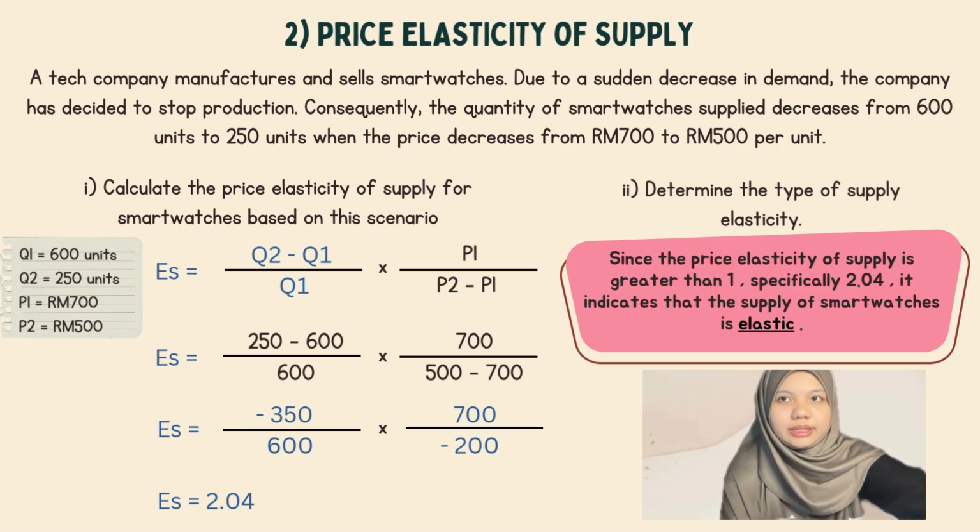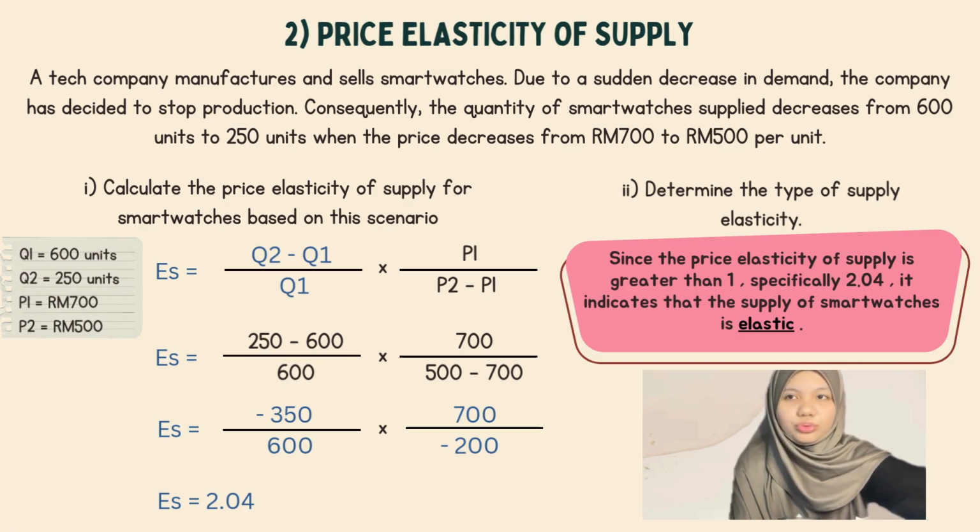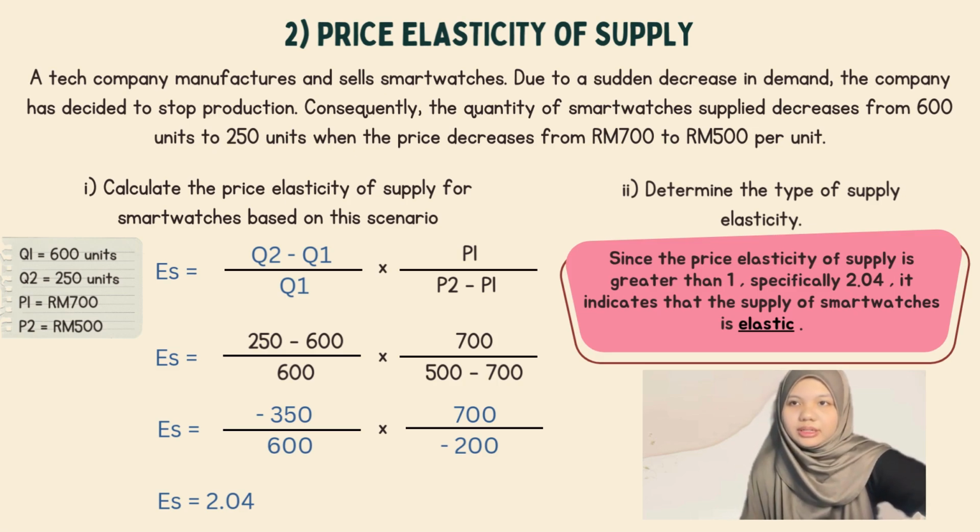Today I'm going to present question number 2, price elasticity of supply. So this is the statement of question number 2. A tech company manufactures and sells smartwatches. Due to a sudden decrease in demand, the company has decided to stop production. Consequently, the quantity of smartwatches supplied decreases from 600 units to 250 units when the price decreases from 700 ringgit to 500 ringgit per unit. Based on this statement, it instructs us to calculate the price elasticity of supply for smartwatches.